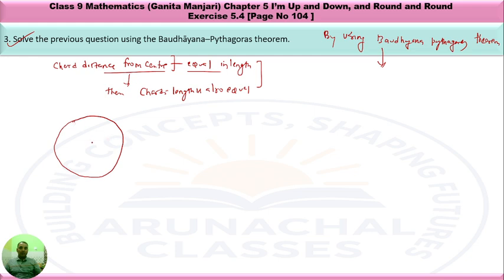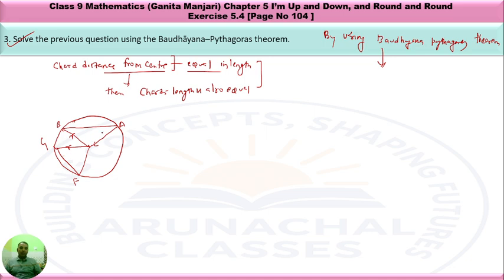A circle, and this time I have drawn a center of circle named as C, and we have to draw two chords. Here it is chord AB, and here it is chord GF. Now these two chords are joined to the center of circle through point A and B and through point G and F.